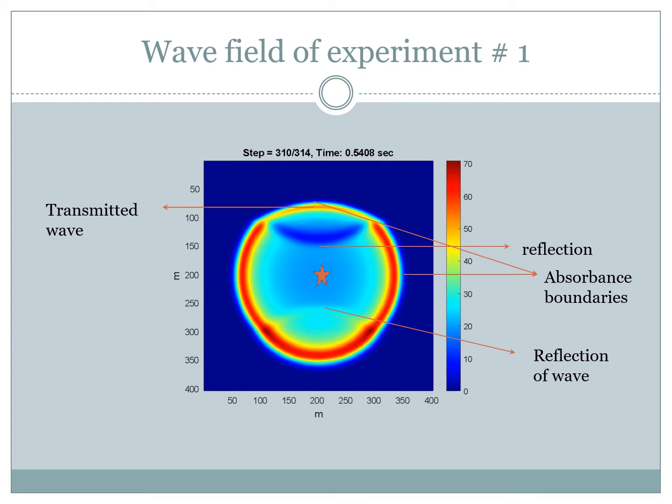So taking a closer look, this was a snapshot that was taken at time 0.5 seconds. Just above the star, we have the reflection. Just below the star, we have the reflection of the wave. And the yellow colors are the transmitted waves, and just around the image we have the absorbance boundary.